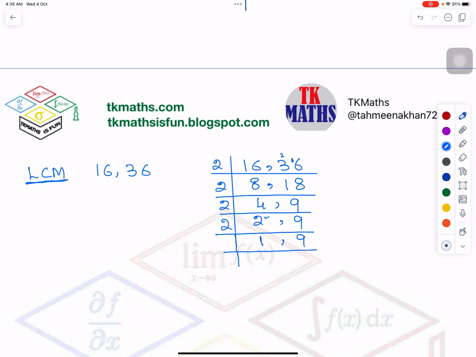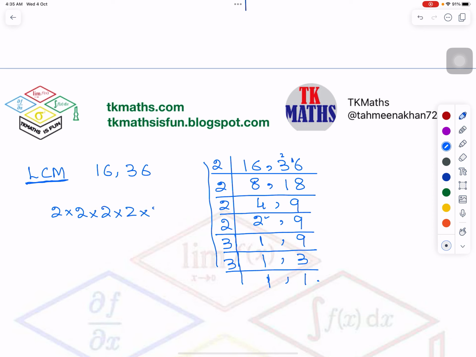How can I divide it by 3? This I will copy down as it is. 3 3s are 9. Again I will go by the table of 3. 3 1s are 3. So until you get 1 here, you carry on your procedure. So now you multiply all of them, right? So it is what? 2 times 2 times 2 times 2 times 3 times 3.